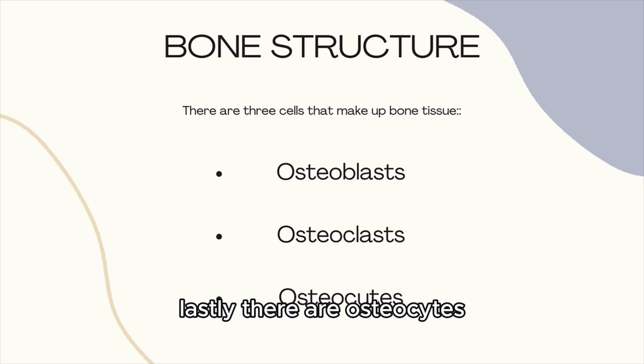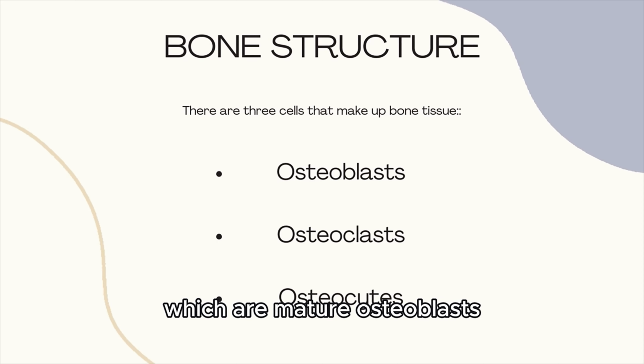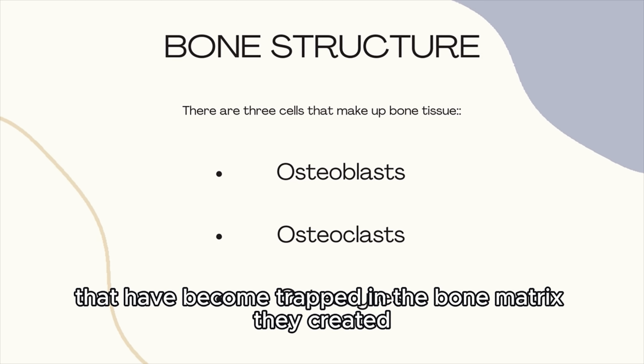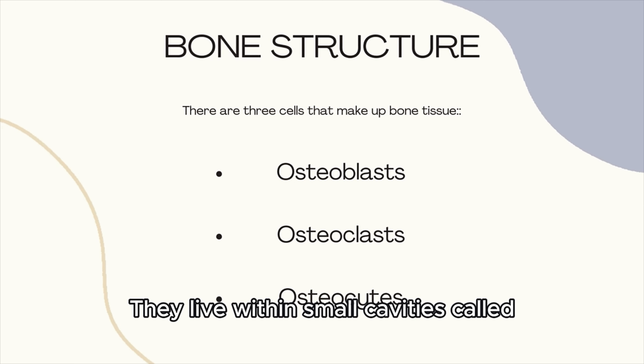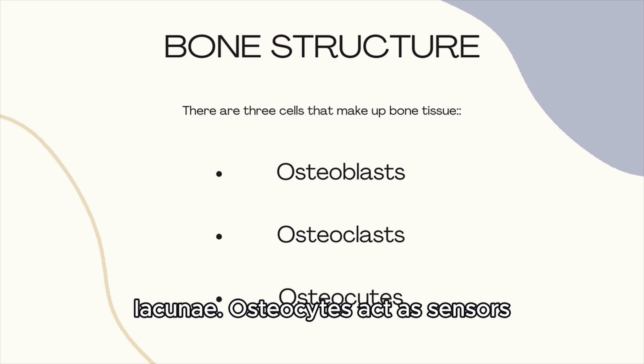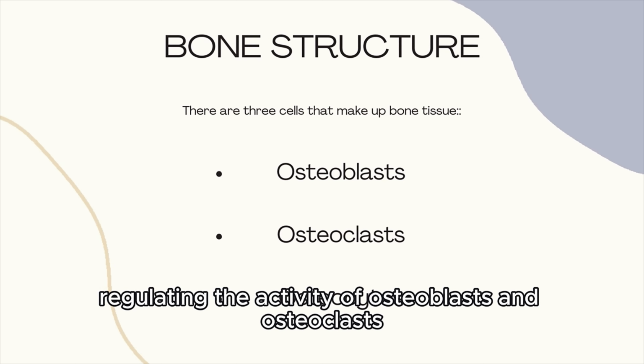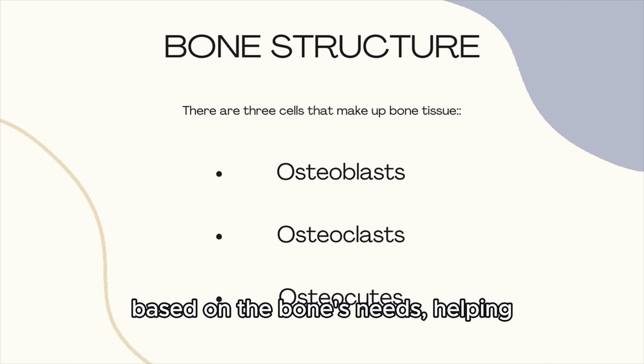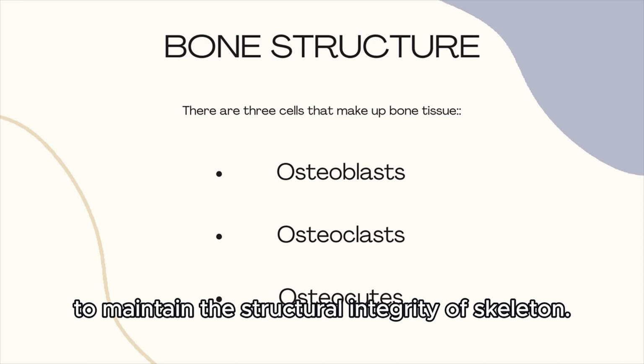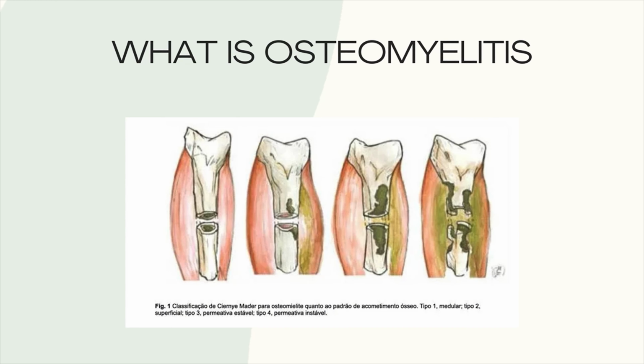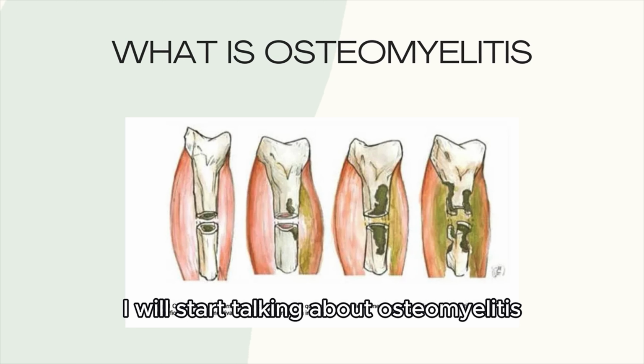Lastly, there are osteocytes, which are mature osteoblasts that have become trapped in the bone matrix they created. They live within small cavities called lacunae. Osteocytes act as sensors, regulating the activity of osteoblasts and osteoclasts based on the bone's needs, helping to maintain the structural integrity of the skeleton. I will start talking about osteomyelitis.